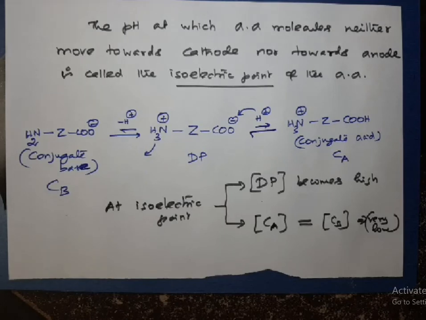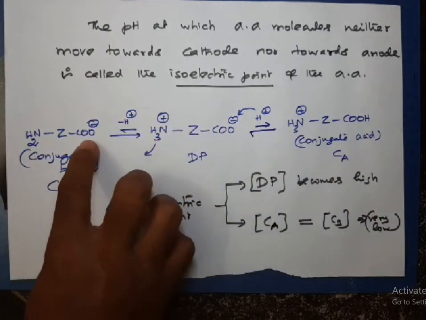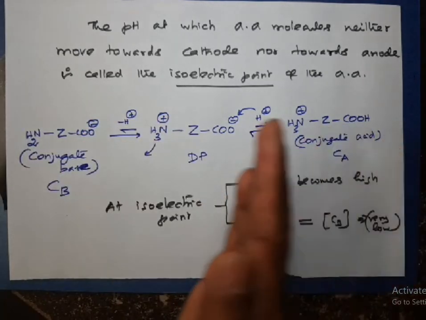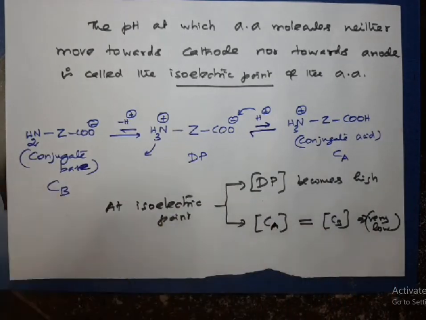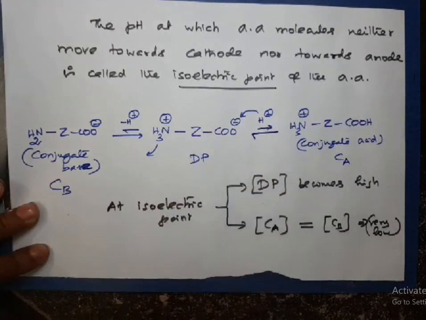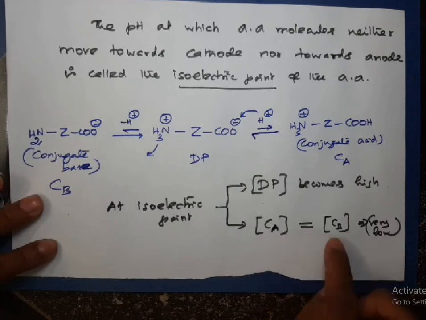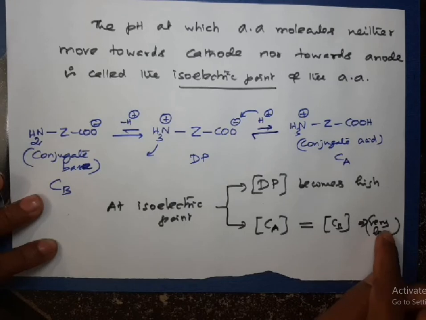Because these ions carry positive charge, they move towards the cathode. These ions carry negative charge, they move towards the anode. Since the concentrations are the same, the number of molecules moving towards the cathode and the anode are almost equal, and we can neglect them. So net movement is 0. Keep this in mind: at the isoelectric point, the dipolar ion concentration becomes very high, and the concentrations of conjugate acid and conjugate base become equal, and they are very low.